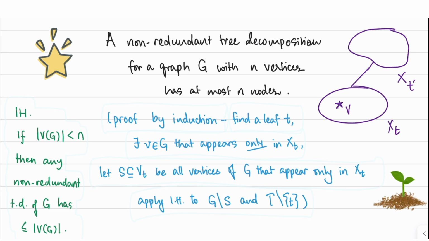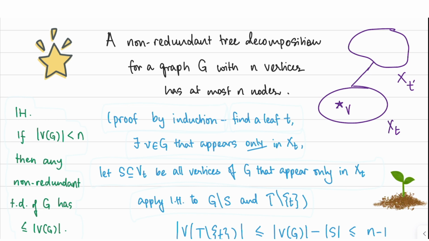So now we simply apply the induction hypothesis on this smaller tree decomposition, and we know that the tree decomposition given by T minus t must have at most n minus the size of S many vertices, because that's what the induction hypothesis tells us. So if you look at the vertex set of T minus t, its size is going to be at most the size of G minus the size of S, which is at most n minus 1, because we know that the size of S is at least 1. We removed at least one vertex. Therefore, if you put the leaf vertex back, you see that the original tree decomposition must have had only at most n nodes, which is exactly what we wanted to prove, so we are done.